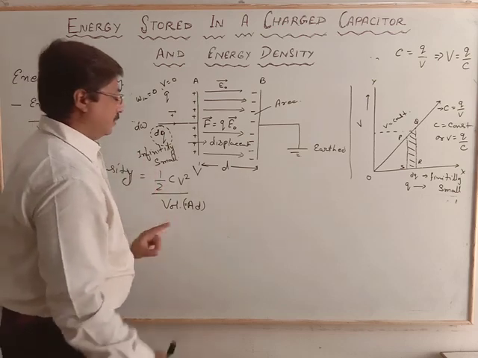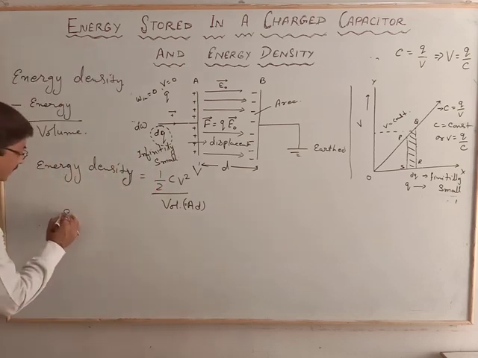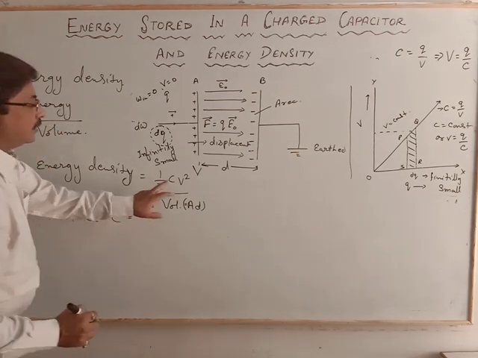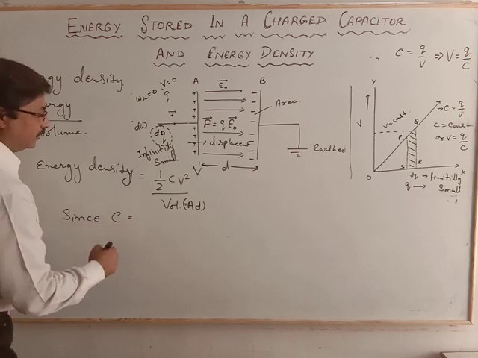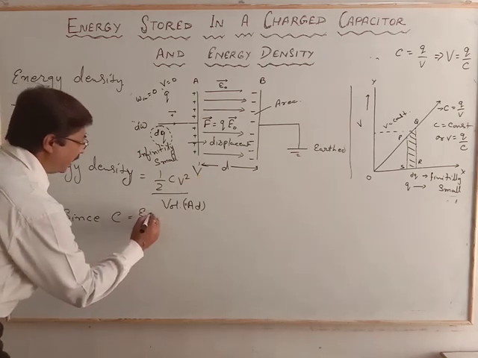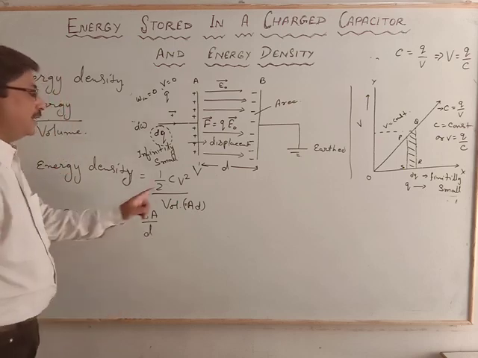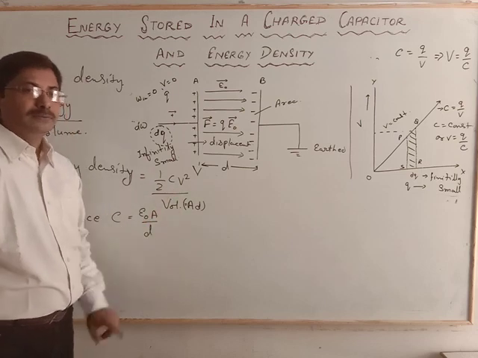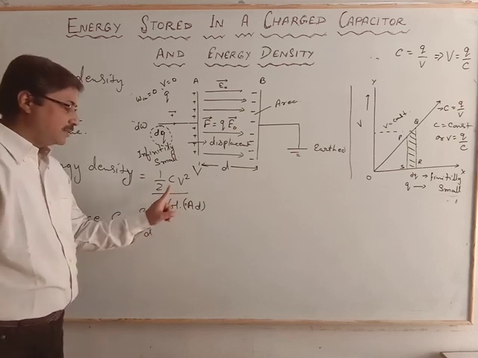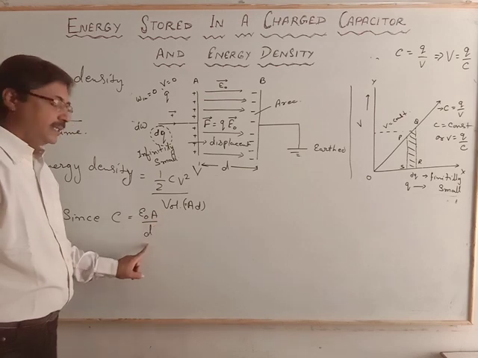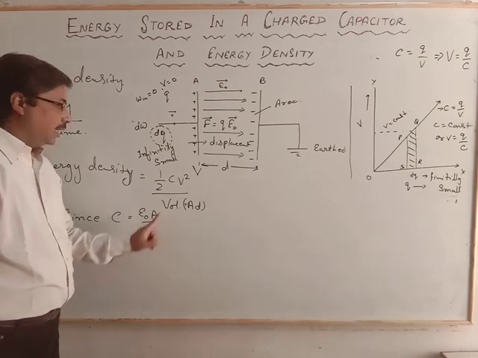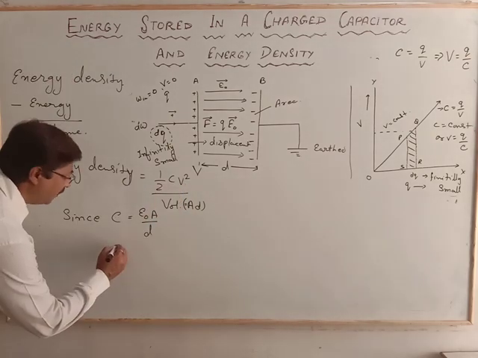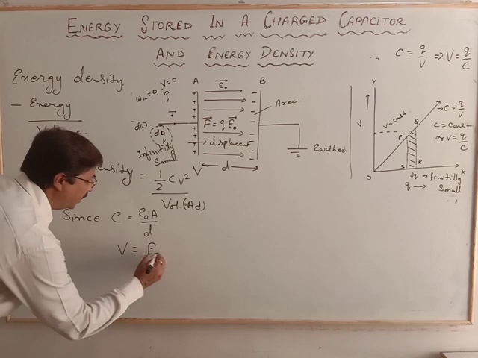Now we know that, since C, capacitance between the two plates, is equal to epsilon naught A by d. Why have we considered this relation? Because it has only measurable values: the capacitance can be measured with the area and the distance between the plates. And the potential can also be measured, and potential is equal to E into d.